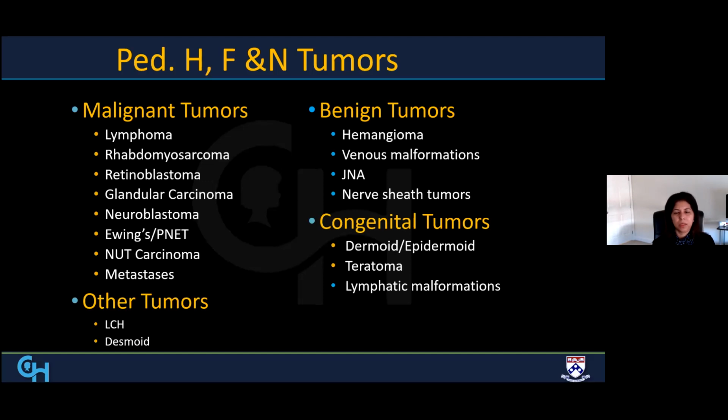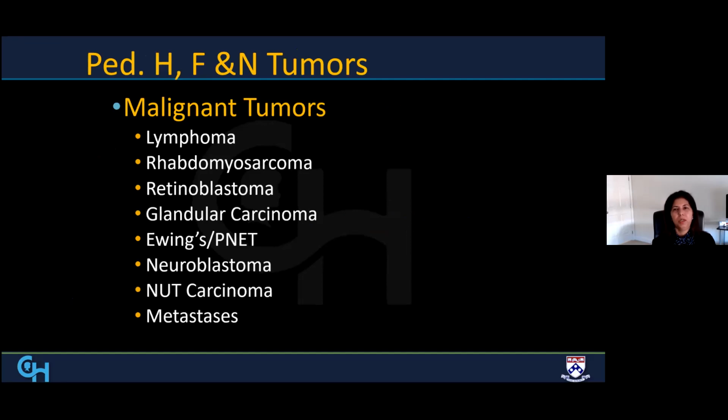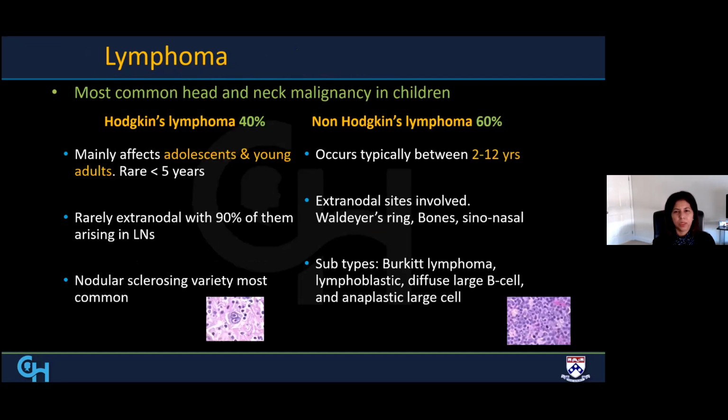We will look at some other kind of tumors which cannot be classified, or they are on the bridge of these kind of benign versus malignant. Some of them, there is a question whether it's a neoplasm or it's just an inflammatory response. And then we will look at some tumor-like masses. So starting with first the group of malignant tumors, and these are listed in the order of their incidence in the pediatric age group. So we'll start with lymphoma. This is the most common head and neck malignancy in children.